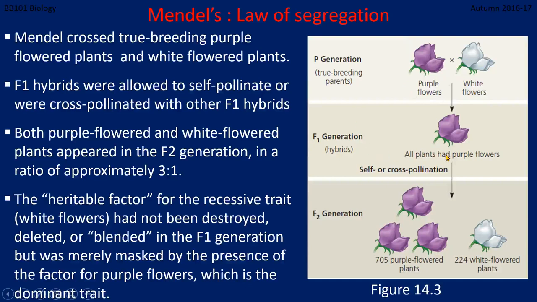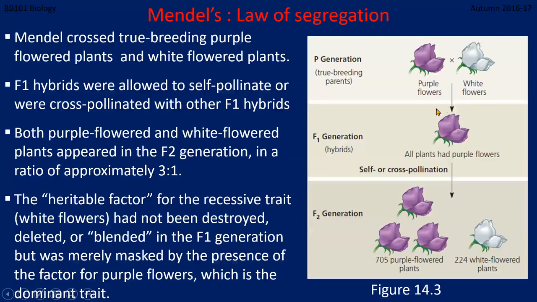And in the first generation, that is called the F1 generation, P generation is basically the parent generation, and F1 generation is called the first offspring, which is obtained from the parent generation. In that particular generation, you have all plants purple. So basically, the white color is not seen at all.